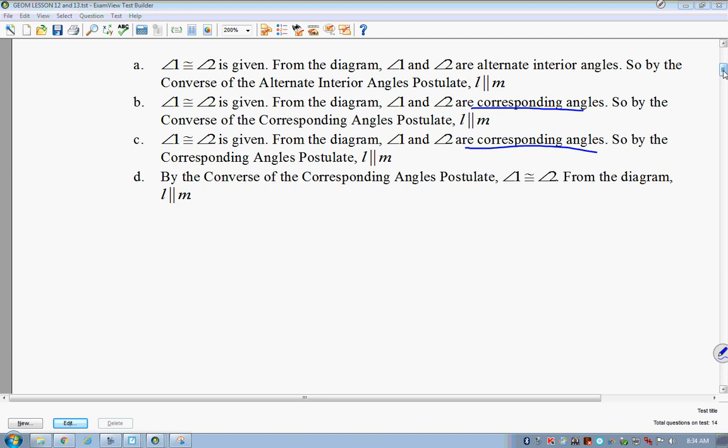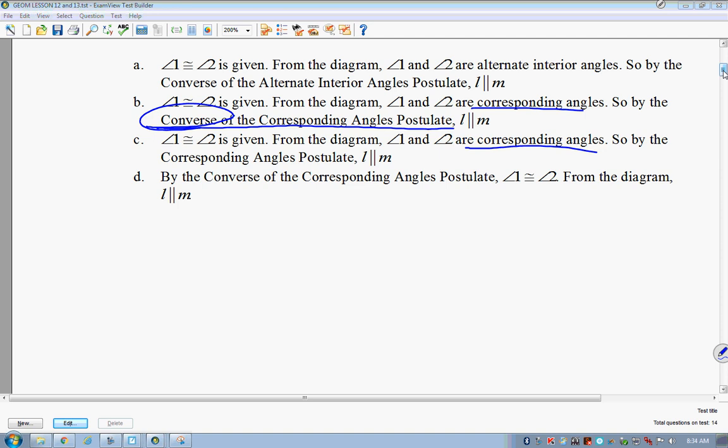Jordan, can you tell me what it was? Was it the corresponding angles postulate, or was it the converse of the corresponding angles postulate? Which one was it? There was nothing. There's no word in front of it. Let me see it. So you see that word right here is the difference between getting this question right and getting it wrong. Okay?